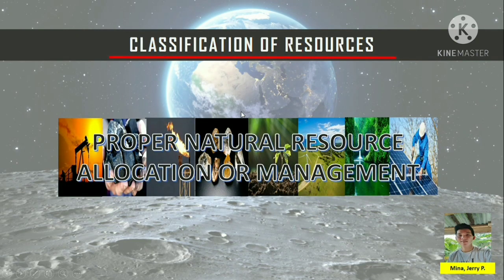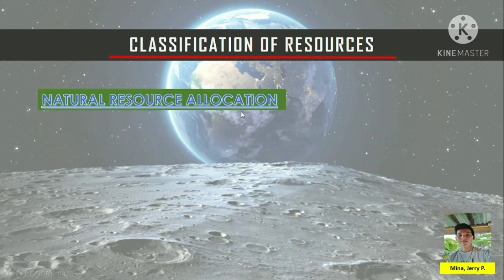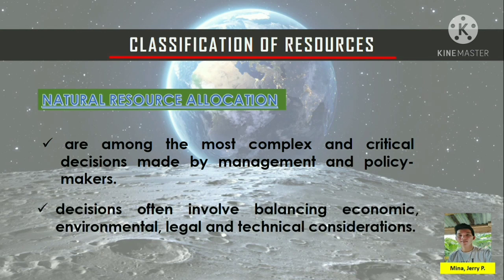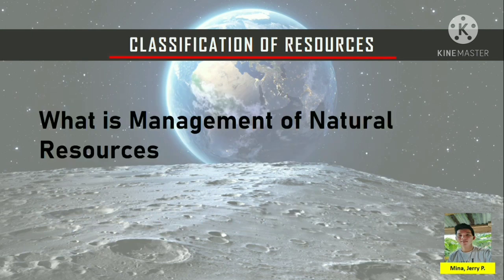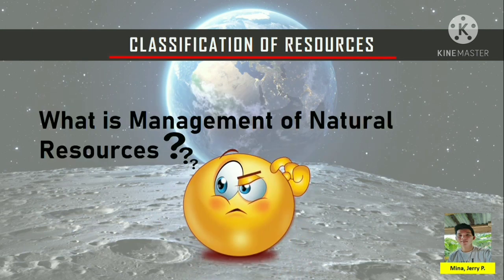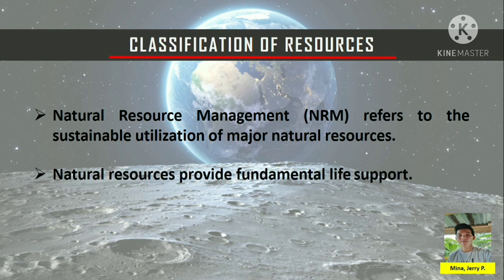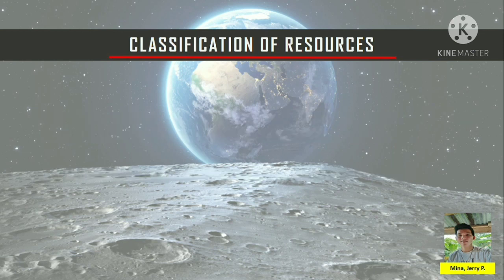Proper natural resource allocation or management. Natural resource allocation decisions are among the most complex and critical decisions made by management and policymakers. Decisions often involve balancing economic, environmental, legal, and technical considerations. What is management of natural resources? Natural resource management refers to the sustainable utilization of major natural resources. Natural resources provide fundamental life support.